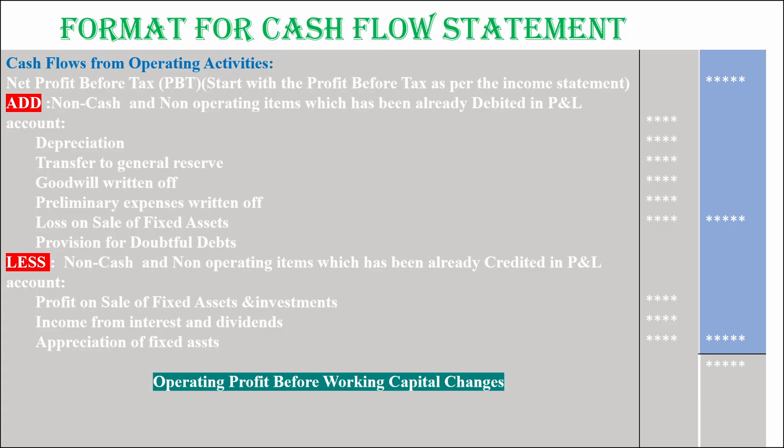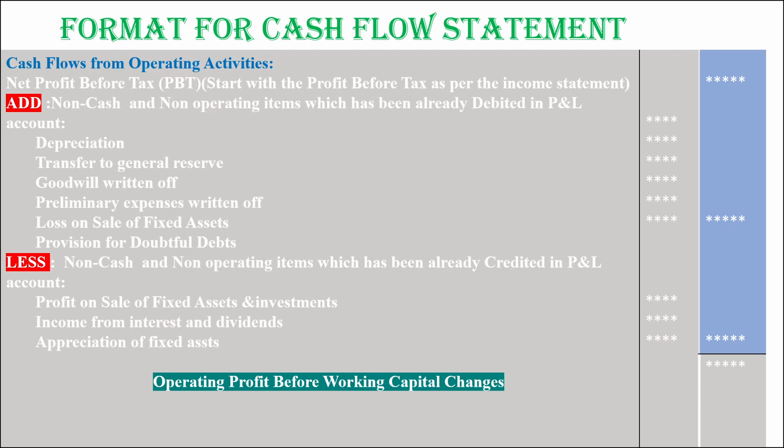Next, we see about the format for the cash flow statement. The cash flow statement is divided into three types of activities, such as operating activities, investing activities, and financing activities. First, we take net profit before tax. Then we add non-cash and non-operating items which have been already debited in the profit and loss account, that is depreciation, transfer to general reserve, goodwill written off, preliminary expenses written off, loss on sale of fixed asset, provision for doubtful debts. These are to be added to the net profit.